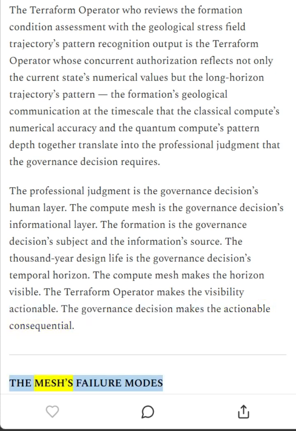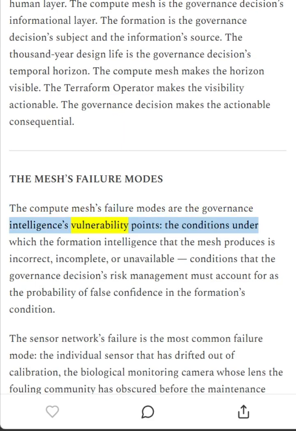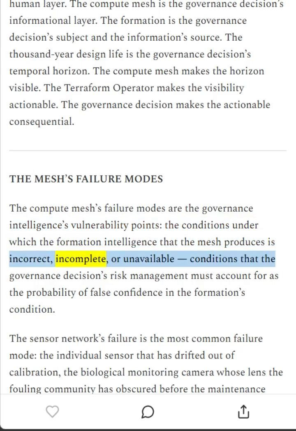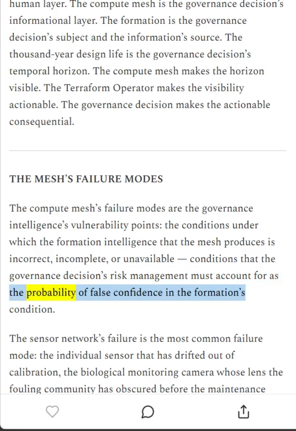The mesh's failure modes. The compute mesh's failure modes are the governance intelligence's vulnerability points, the conditions under which the formation intelligence that the mesh produces is incorrect, incomplete, or unavailable, conditions that the governance decision's risk management must account for as the probability of false confidence in the formation's condition.